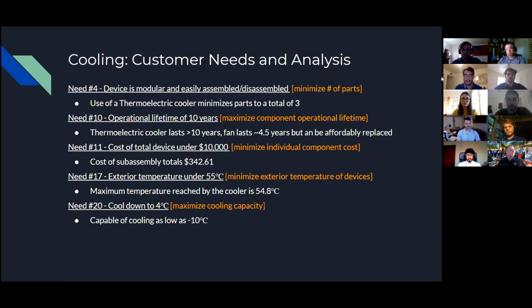And then lastly, the needs that drove the cooling system's design are pretty similar to those of heating, but there are a few important capabilities that I wanted to point out, such as, again, cooling down to -10 degrees if desired, and keeping the external maximum temperature below 55 degrees, since this is something that will be mounted or have a connection to the external side of the microbioreactor. And a quick point is that although the requirement asks that the durability is 10 years, the thermoelectric cooler itself does meet that requirement, but the fan itself is only rated for 4.5 years, but that's something that's pretty easy and very affordable to replace. Next slide.